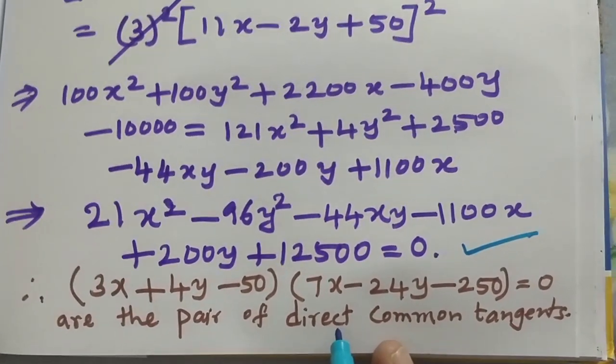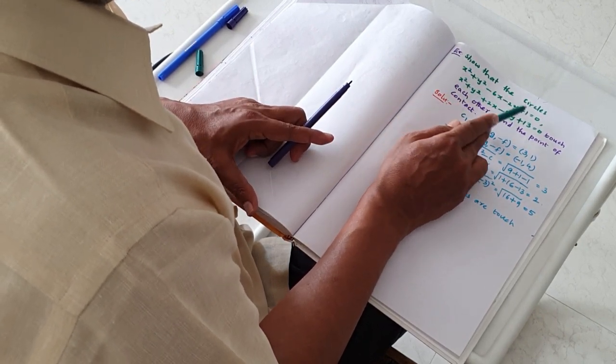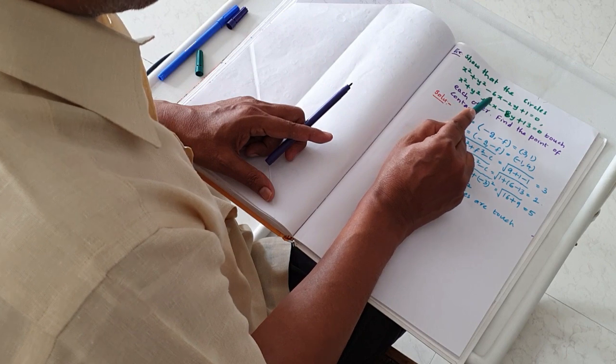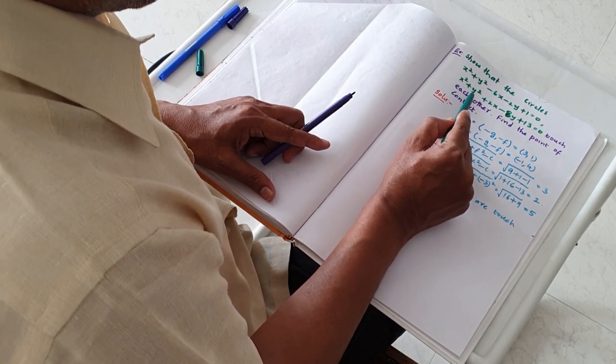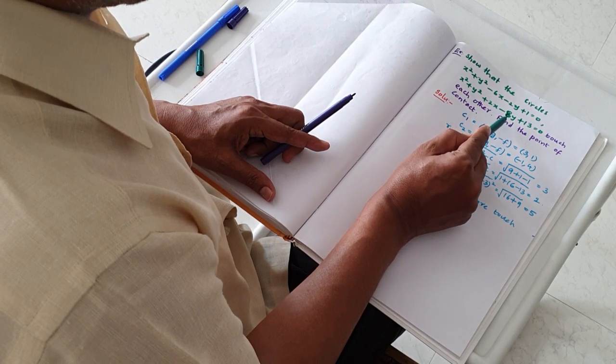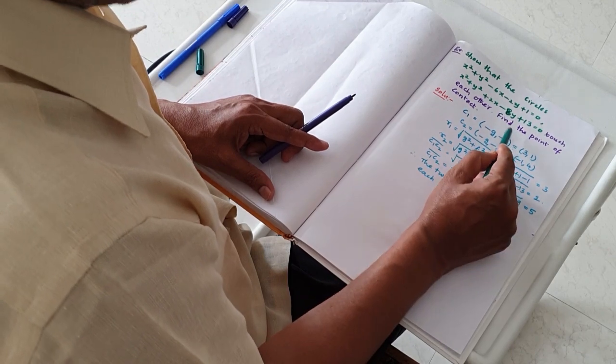One another problem, see this. Show that the circles x square plus y square minus 6x minus 2y plus 1 is equal to 0 and x square plus y square plus 2x minus 8y plus 13 is equal to 0 touch each other. Find the point of contact also.